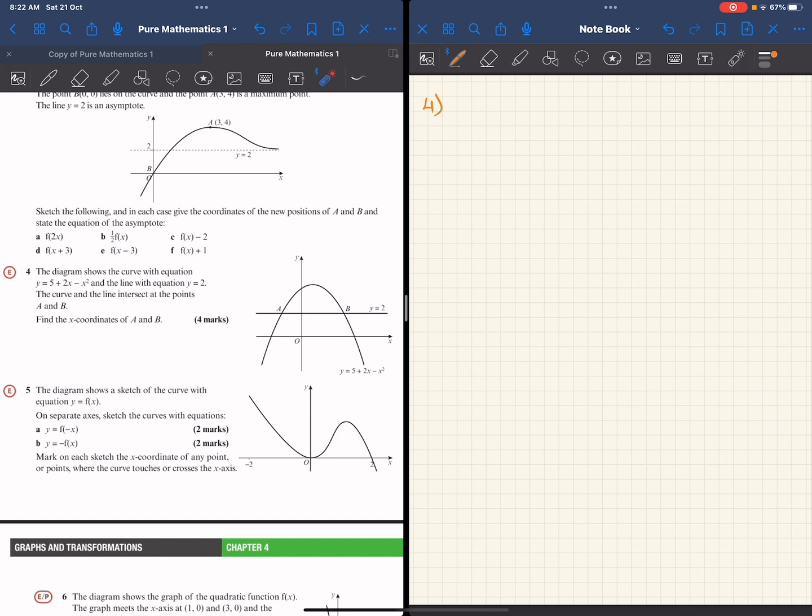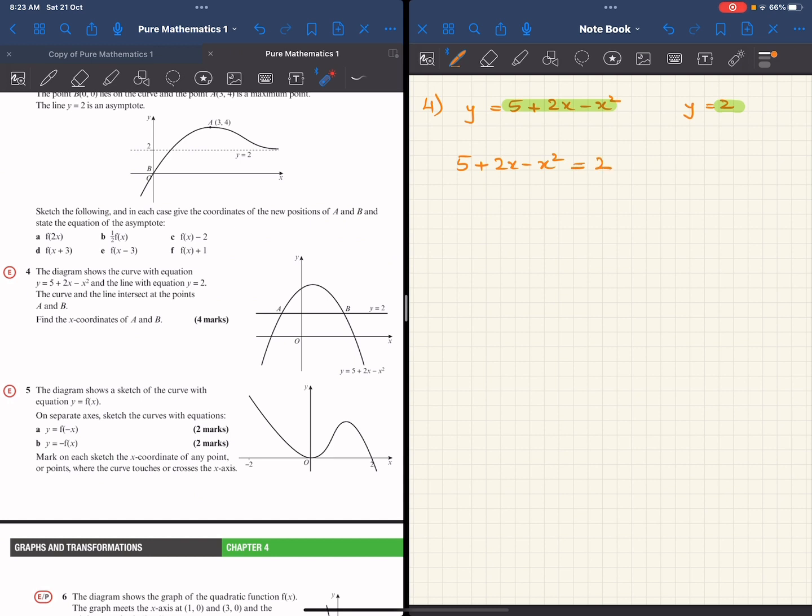Find the x coordinates of point A and B. So we need to find the x coordinates. We already know that the y coordinates are 2 because it's a straight line passing. So in order to find the x coordinates, all we need to do is equate the two equations since both of them have y as the subject of formula. So first is y is equal to 5 plus 2x minus x squared, and the other one is y is equal to 2. Equating the y equivalents, we have 5 plus 2x minus x squared is equal to 2.